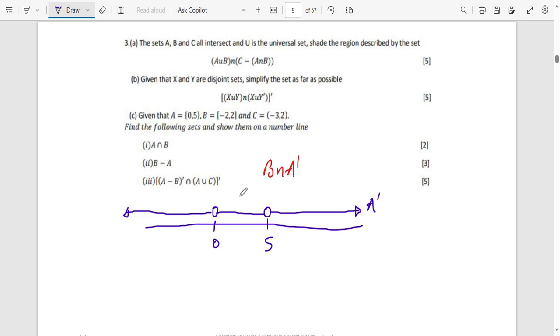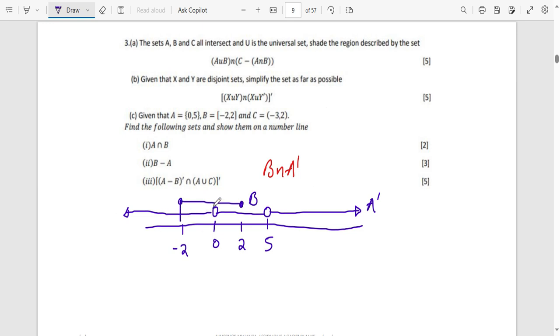Okay, so now let's write the set B. The set B is from negative 2 up to 2. We are including negative 2. We are also including 2. Now we want where these two sets are meeting, where they're intersecting.